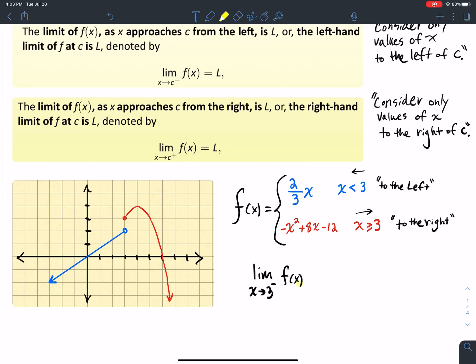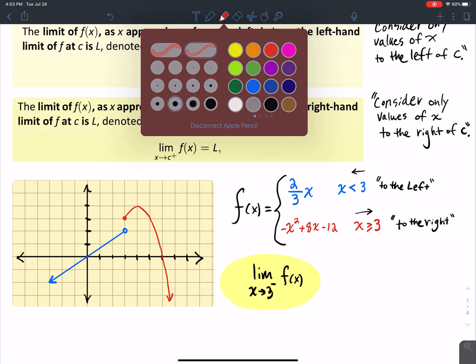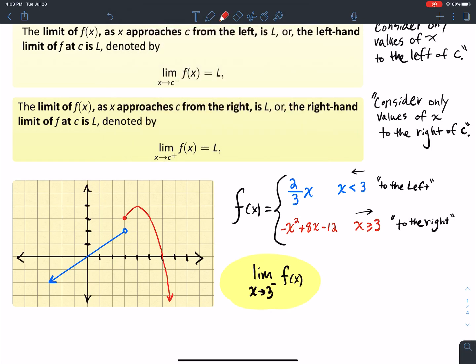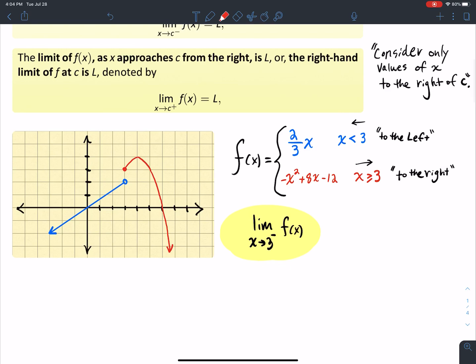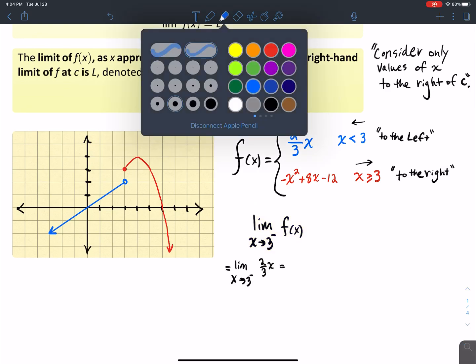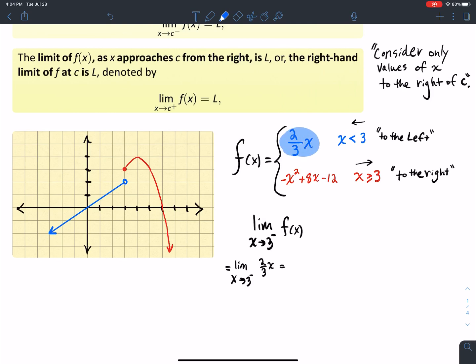So let's do this one right here. This limit right here, what do we see that tells us what type of limit it is? It's the limit as x goes to 3 from the left because of that negative superscript going on there. So that means if it's from the left, I'm using this equation here.